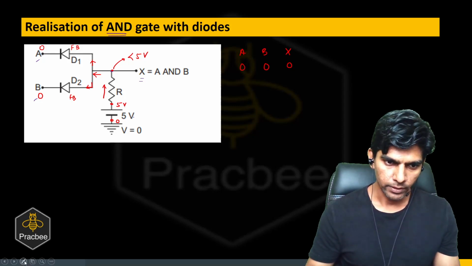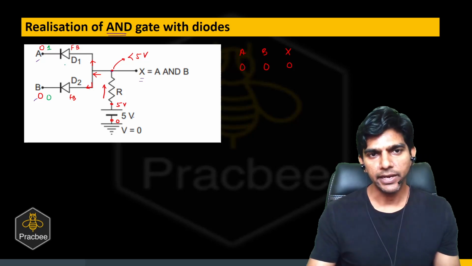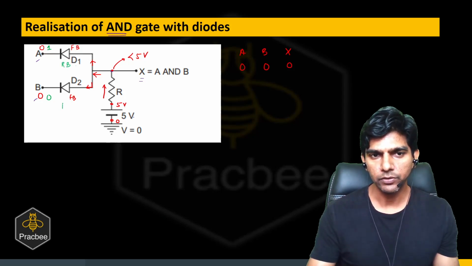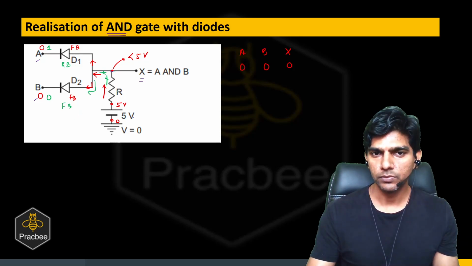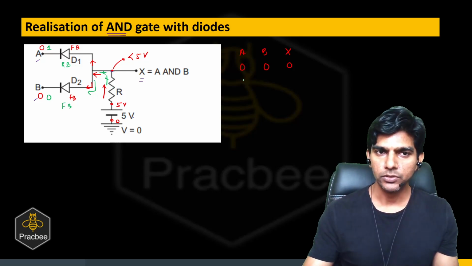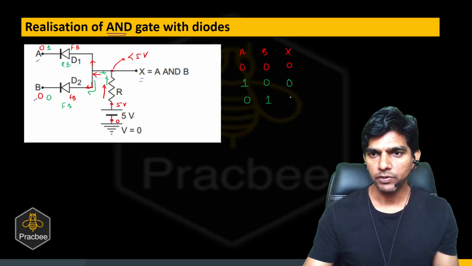Now, if I change the input, let us say A is 1 and B is 0. In that case, the N side is connected to the high potential. So we can say the diode D1 will be reverse biased, but the diode D2 will remain forward biased. So the current in this case will flow like this only through the diode D2. But still there is a current through the resistor, so there will be a potential drop across the resistor. So the output will be low. So if A is 1 and B is 0, we'll get 0. Similarly, if A is 0, B is 1, the diode D2 will become reverse biased, and diode D1 will become forward biased. So again, we'll get a low output.